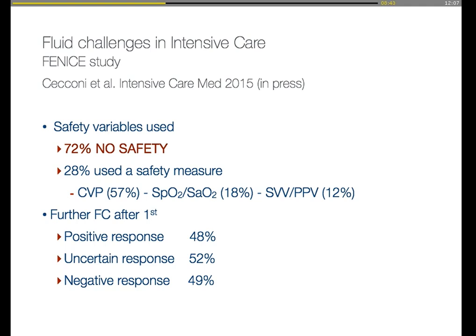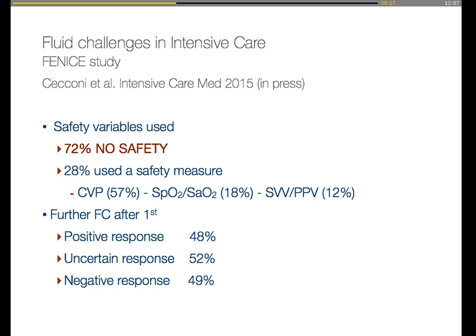Saturation is quite late. If you use saturation as a safety parameter in fluid resuscitation, basically what you're doing is flooding the lung, and at the time the lung is flooded, you say, oh, let's stop fluid resuscitation. So that doesn't make sense. That's way too late.